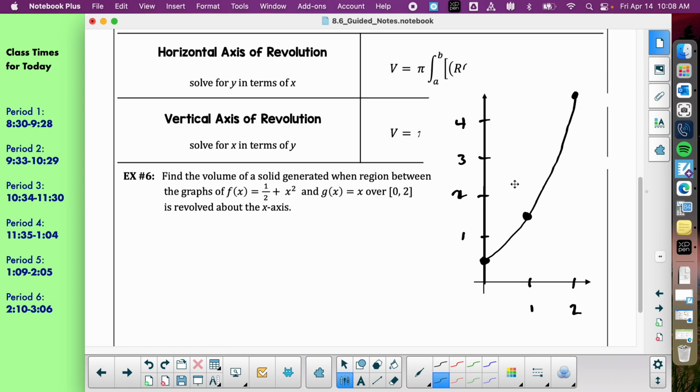If you guys are using pencil, you just erase and then change your scale. Oh, actually, I don't want to draw past 2. Well, our interval's only from 0 to 2. Okay, y equals x would go from 0, 0 to 1, 1 to 2, 2.